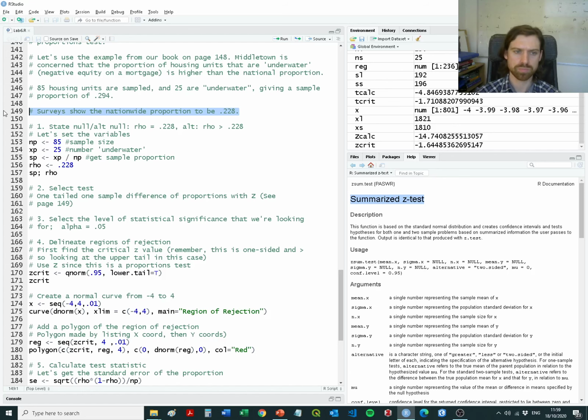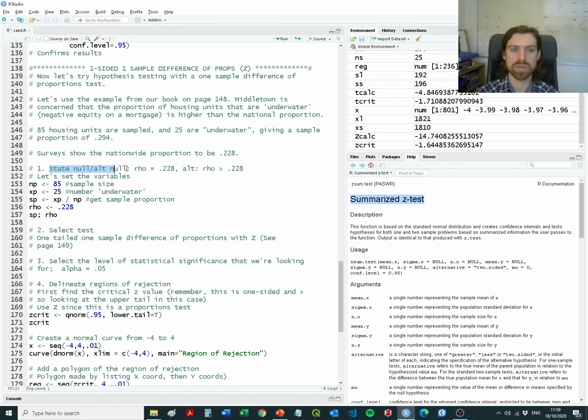So let's state the null hypothesis, and that would be that the sample proportion is essentially equal to the population proportion. There's no difference. The alternative hypothesis is that the sample proportion is significantly higher than the national proportion. Okay, great. Now we've specified those, let's put the variables into the global environment.